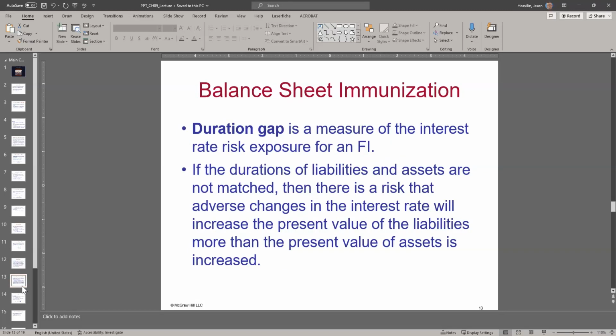So balance sheet immunization, duration gap is a measure of the interest rate risk exposure for a financial institution. If the durations of liabilities and assets are not matched, then there is a risk that adverse changes in interest rate will increase the present value of the liabilities more than the present value of the assets. So again, let's say you match them by maturity only, that's fine. You did do some risk management.